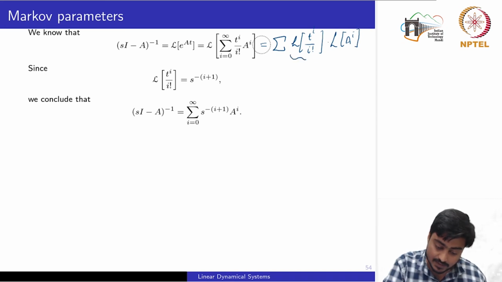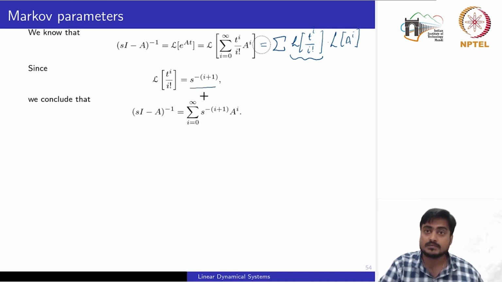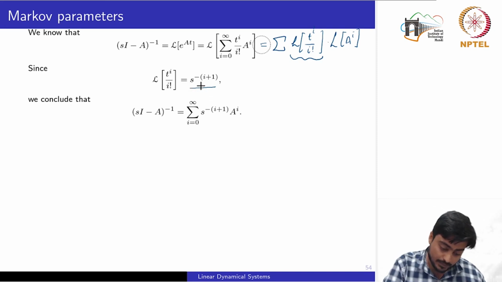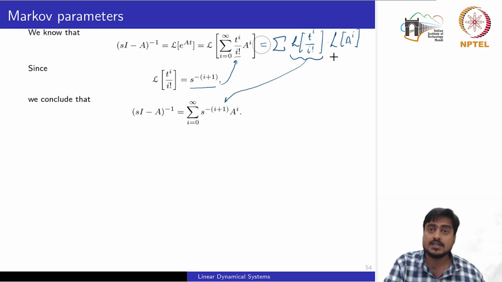So first we take this term. If I take the Laplace transform of the ratio t to the i by i factorial, it is basically given by this one. Putting this back here, we get the inverse of (sI minus A) equal to this part. We just replace this part by this part, and since A to the power i is a constant matrix, the Laplace transform is the same.